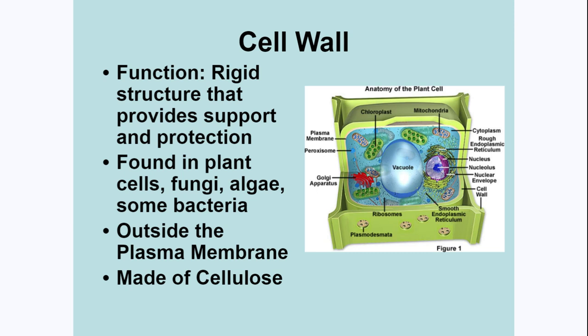So on your chart with the cell wall, it's always drawn looking like a square. Right? And its function is to hold things up, give it support and protect it. Okay? Type of cells, plants, fungi, algae, particularly seaweed, and some bacteria. And unique characteristics, it's found outside of the plasma membrane, which is also the cell membrane, and it's made of cellulose. And remember, anytime you see OSE at the end of the word, it's a sugar.